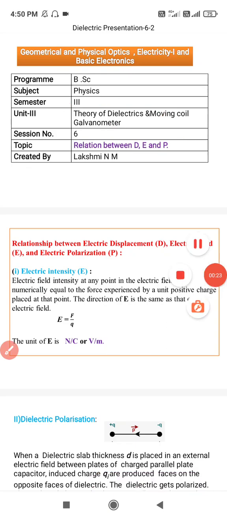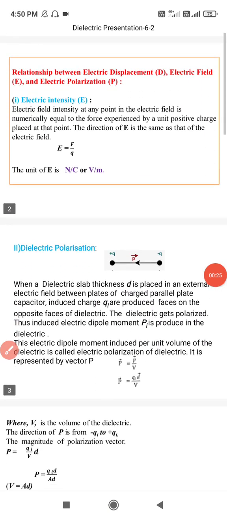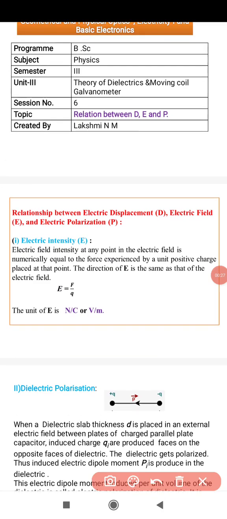Here D is the electric displacement vector and E is the electric field or electric field intensity. P is the electric polarization.